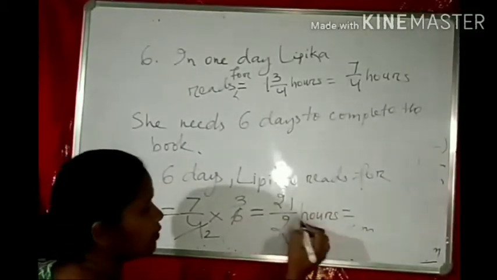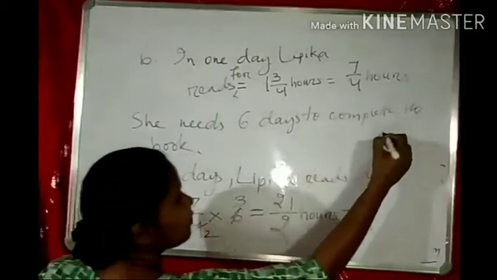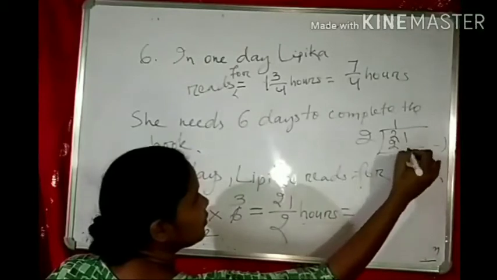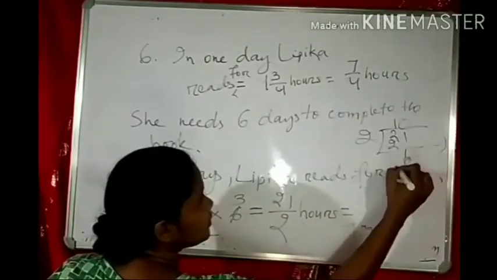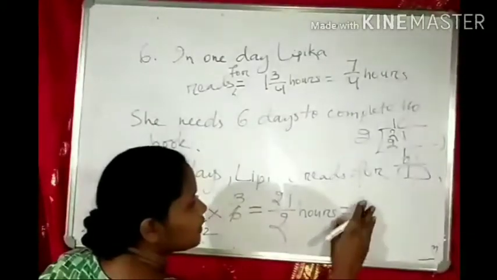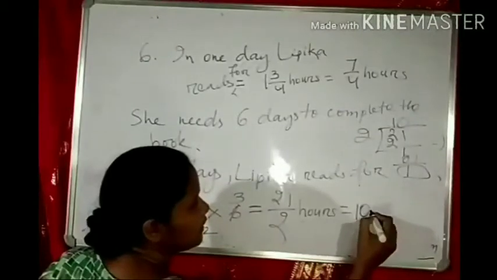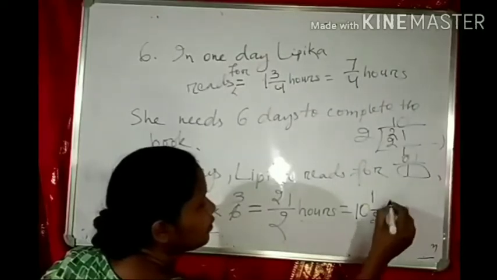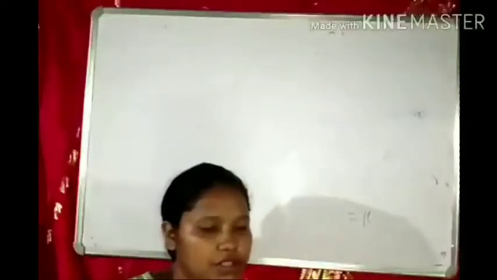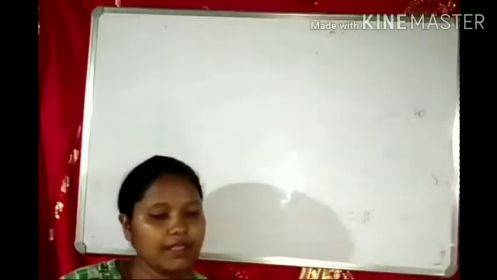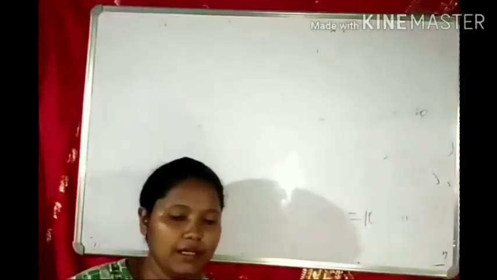Now convert it into a mixed fraction from the improper fraction. 21 by 2, 2 1s are 2, 1 2 0 is 0 1. So remainder is 1. So your quotient is 10 and 1 by 2 hours. So what is given in question number 8? Look, number 8A: provide the number in the box such that 2 by 3 into box equal to 10 by 30.